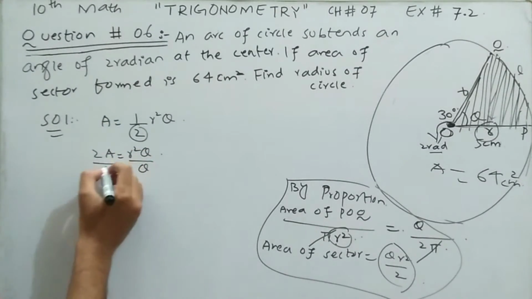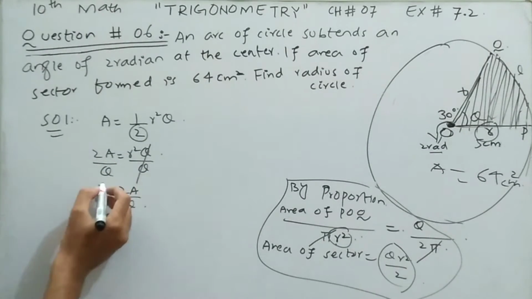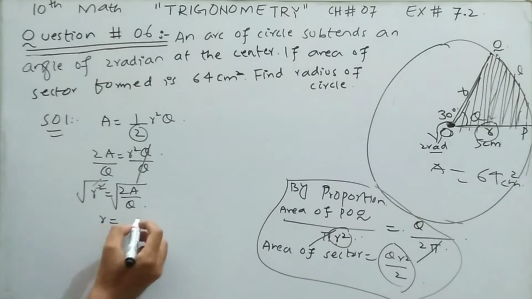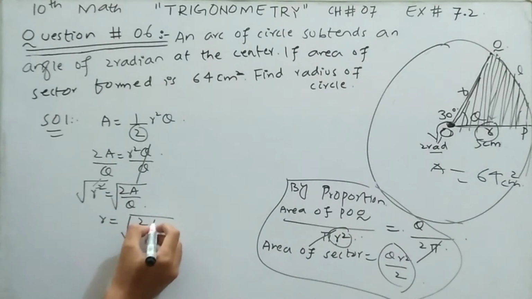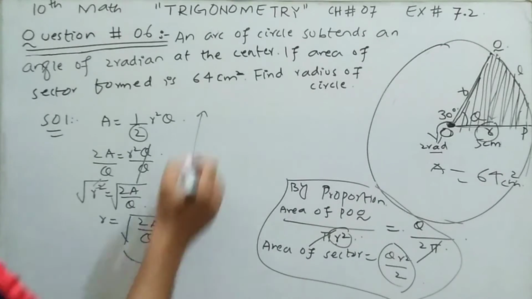Now divide both sides by theta. On the right hand side we are left with r square and on the left hand side we are left with 2A divided by theta. Now we are going to find the value of r, so we will take the square root on both sides. The square will cancel with the square root. We are left with r is equal to the square root of 2A divided by theta. Now by putting in the values we will get the required radius of the circle.